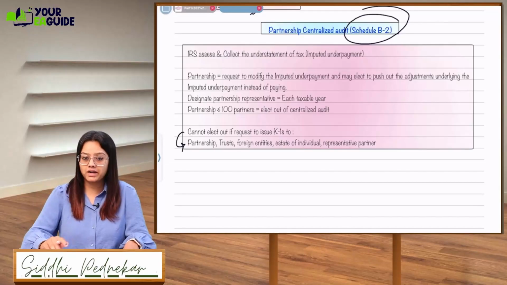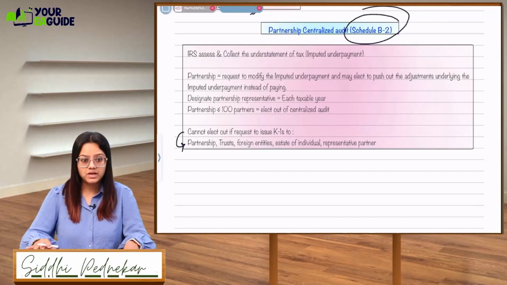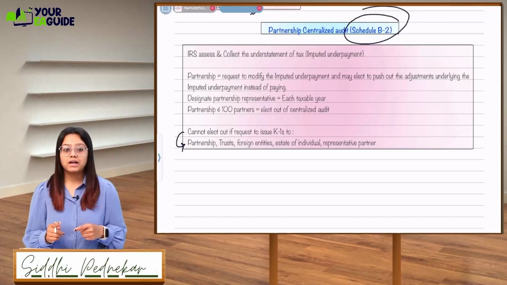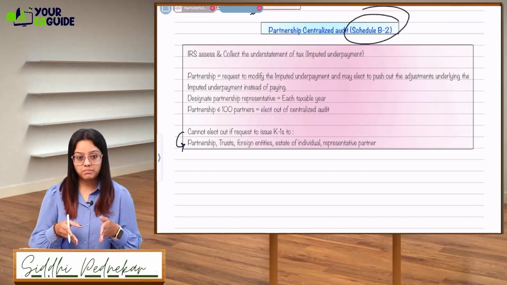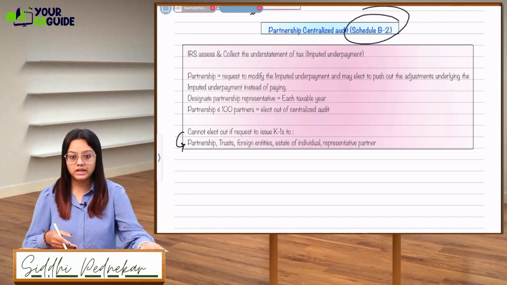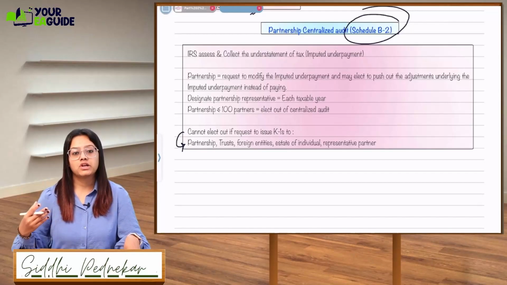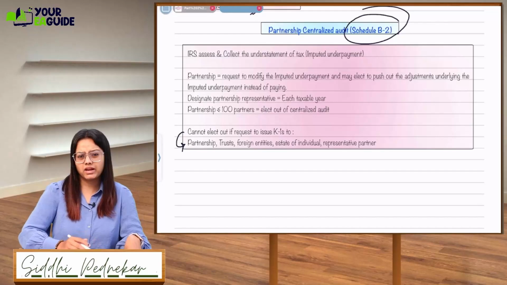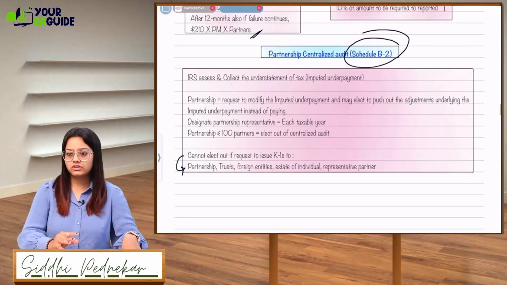See, if all the individual partners are there in the partnership firm, then that's fine. But if a partner in the partnership firm is itself a partnership firm, another partnership firm, or a trust, or a foreign entity, or an estate, or a representative of a partner, then they cannot opt out of a centralized audit. This is what it is. There will not be any question, but still it's a theoretical point.